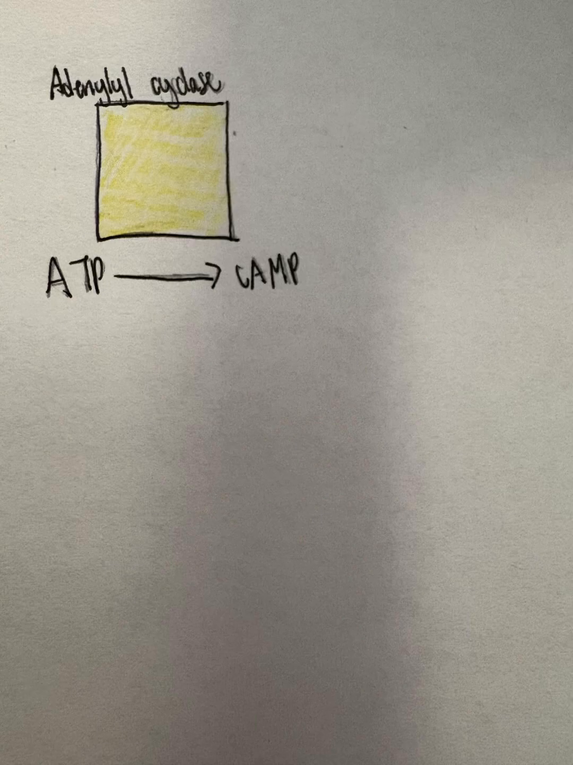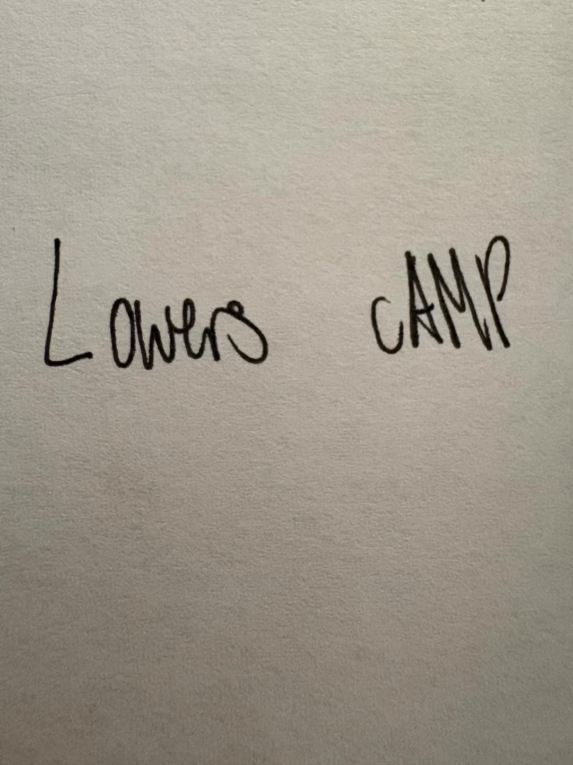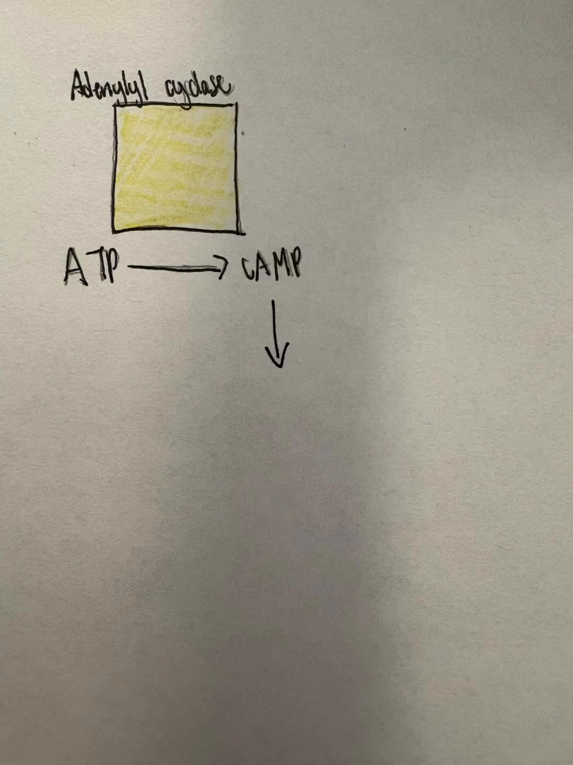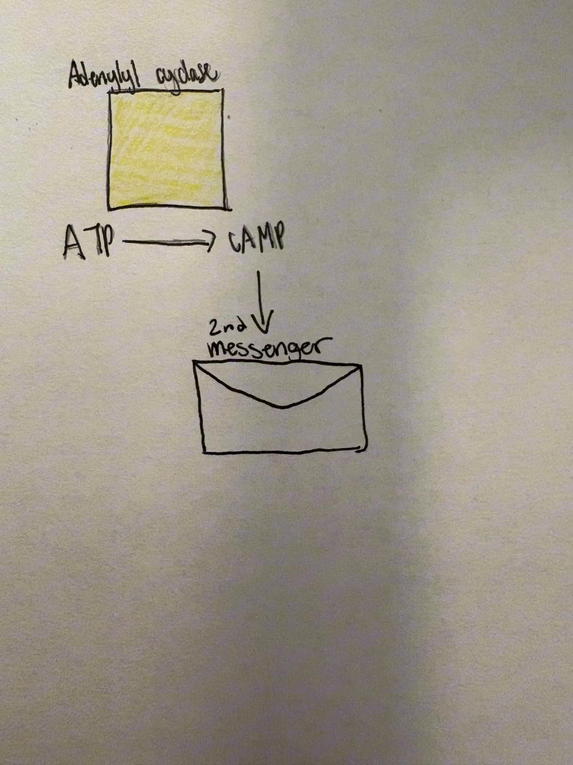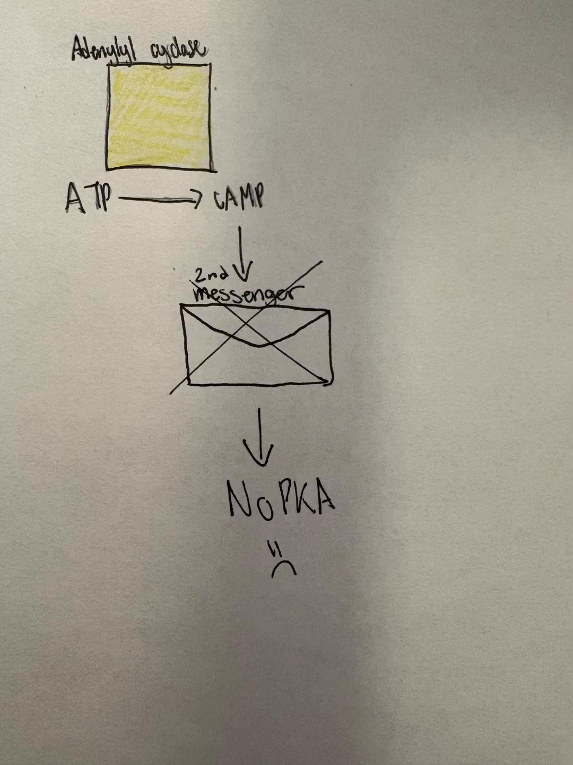Adenylyl cyclase is inhibited during this process, which lowers the production of cAMP. Adenylyl cyclase is a membrane-bound enzyme that converts ATP into cAMP. cAMP acts as the second messenger in the pathway. When cAMP isn't able to be a second messenger, PKA, or protein kinase A, isn't activated.